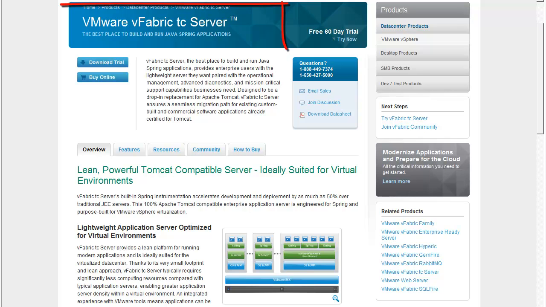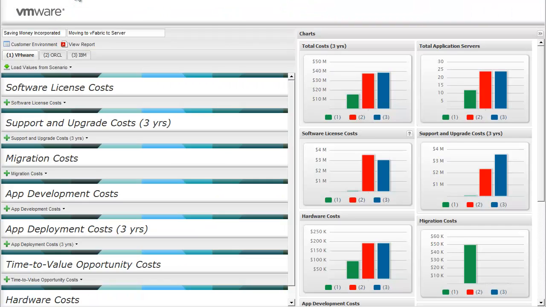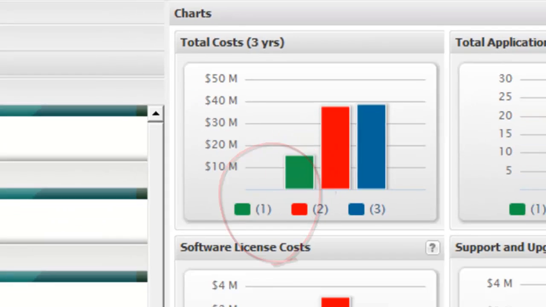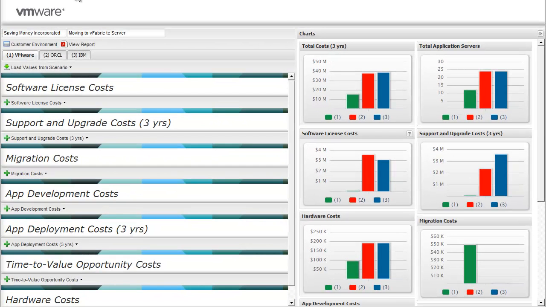Welcome to the vFabric tcServer Total Cost of Ownership demonstration. Here at VMware, we have developed an application to be able to visualize the return on investment an organization may see when they move away from the J2EE application server to the vFabric tcServer.